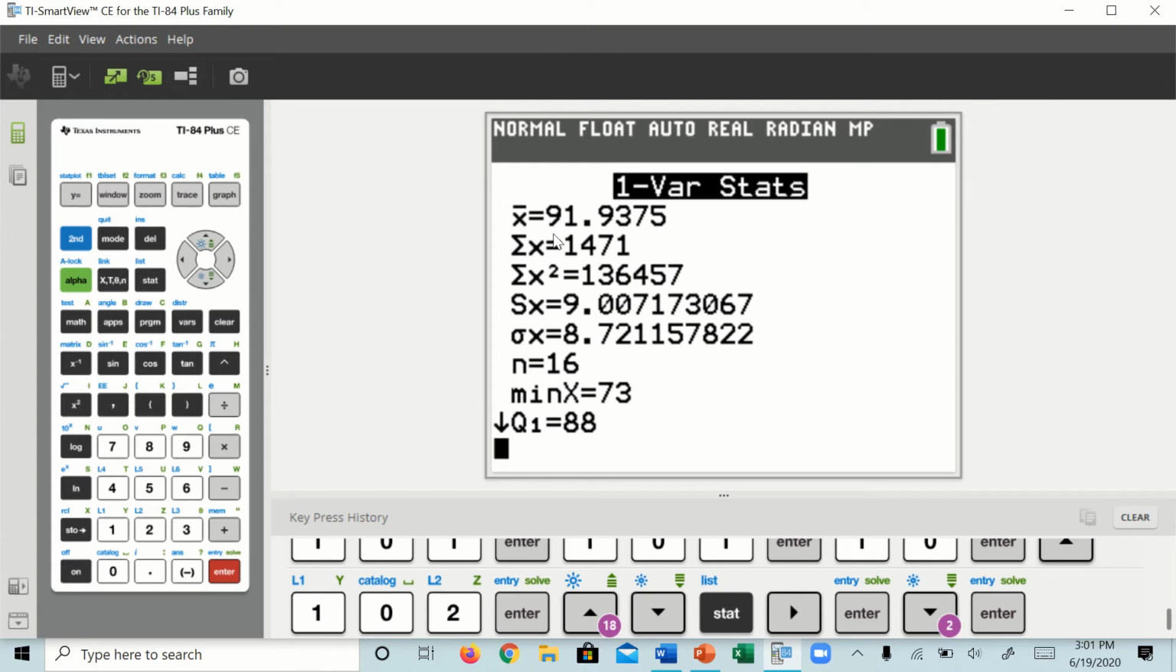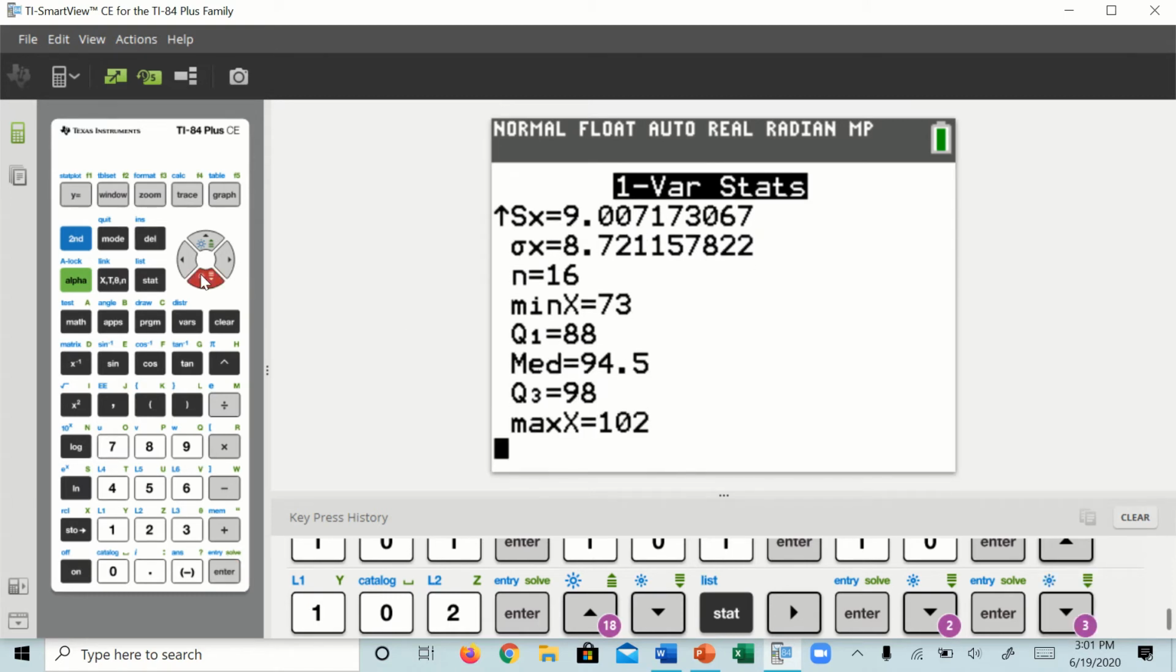Now, again, we have our mean, we have our standard deviation, but what we want is our 5-number summary. So if you scroll all the way down, you'll notice the last 5 numbers are minX, Q1, median, Q3, and maxX. Now wait a minute, those look familiar. Yeah, this is our 5-number summary. So it just tells it to you right there. As long as you know how to use the calculator and 1-Var Stats, these problems should be pretty easy.